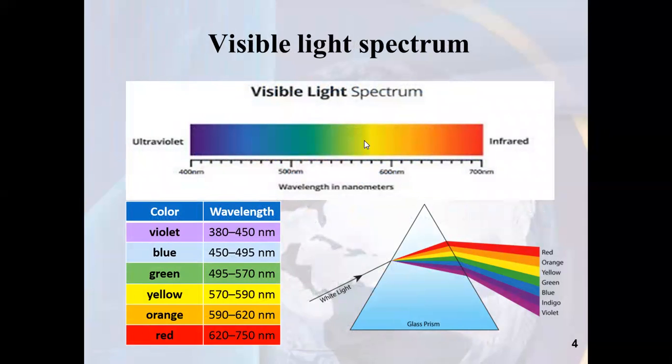So the visible light spectrum, we talked about it in the previous slide. Humans just see the visible light spectrum from 400 nanometers to 700 nanometers, between the ultraviolet and the infrared. We cannot see ultraviolet and we cannot see infrared. And these are the colors: violet, blue, green, yellow, orange, and red. We can see these colors if we use a glass prism.